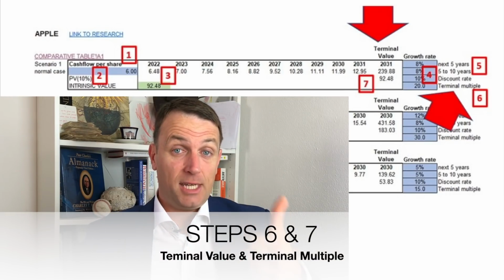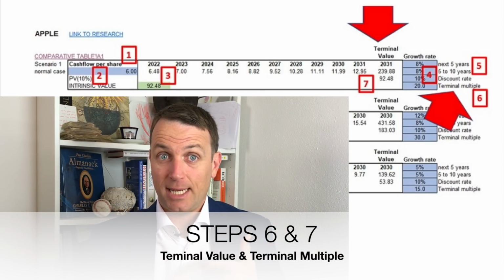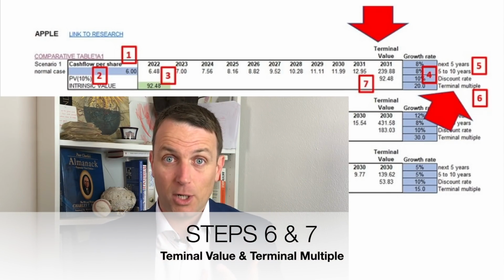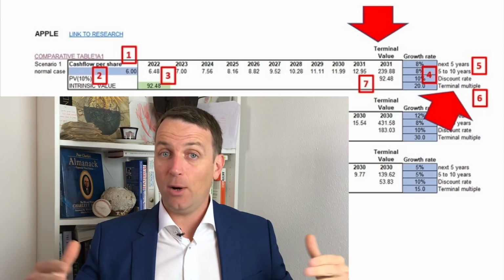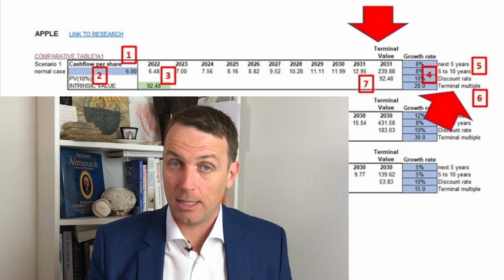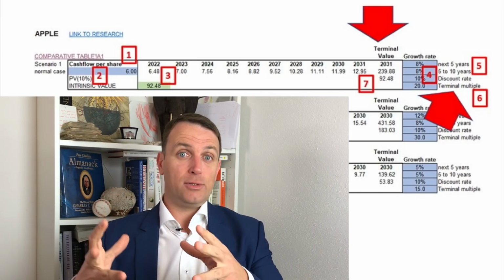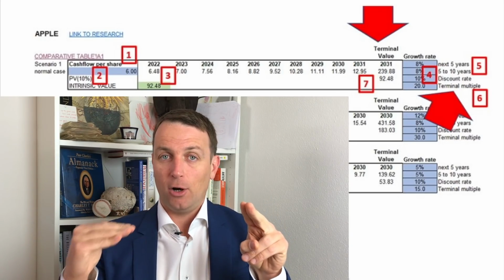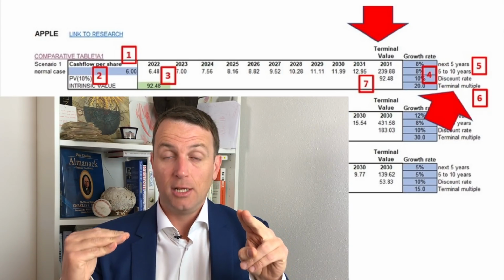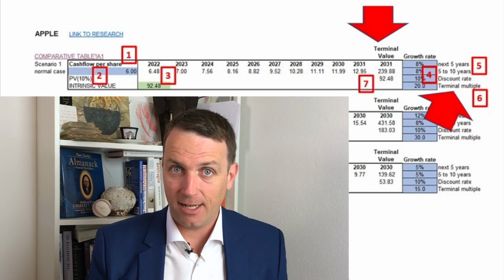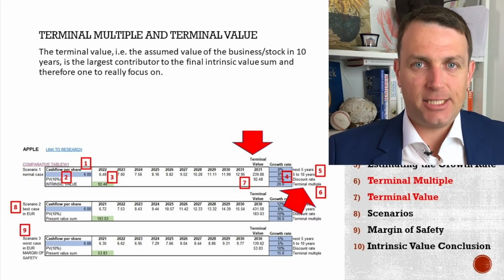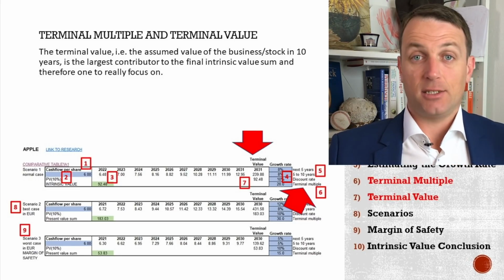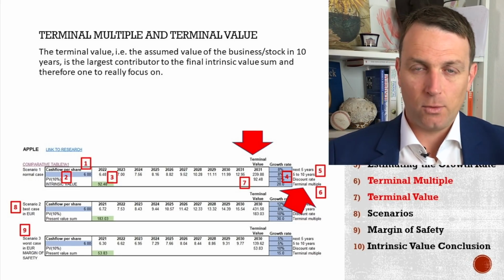Alright, now that we have the input, understanding how to calculate the present value, the growth rate, the 10-year period, now we come to the end of the 10-year period, which connects two steps, terminal value and terminal multiple or terminal valuation, to get to that terminal value. The terminal value is the assumed value of the business stock 10 years down the road.